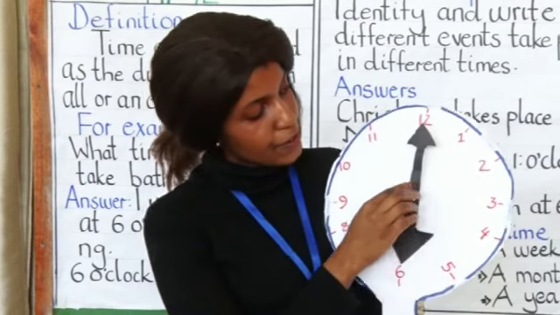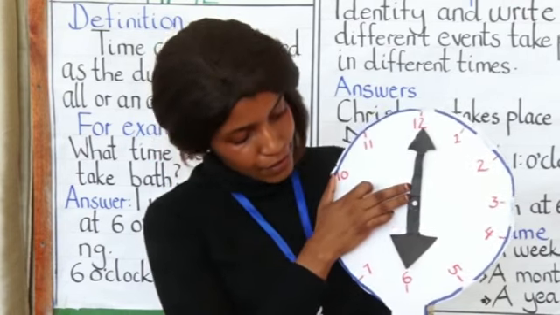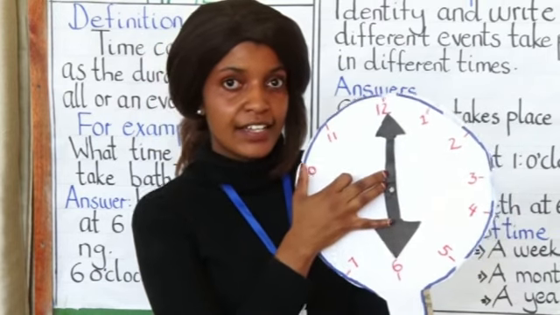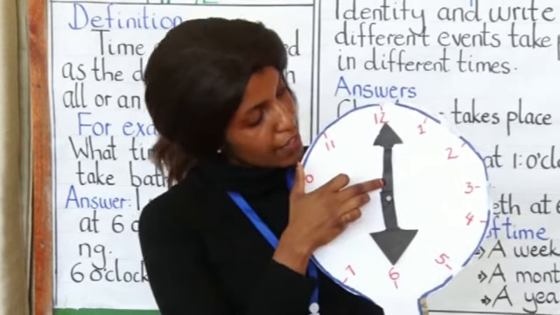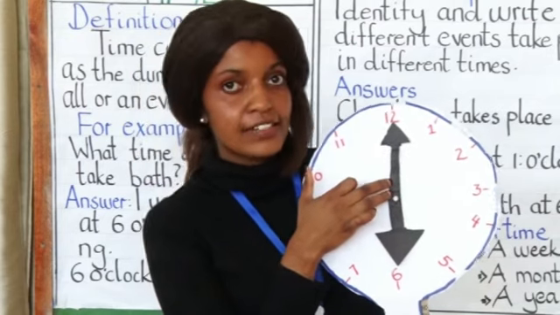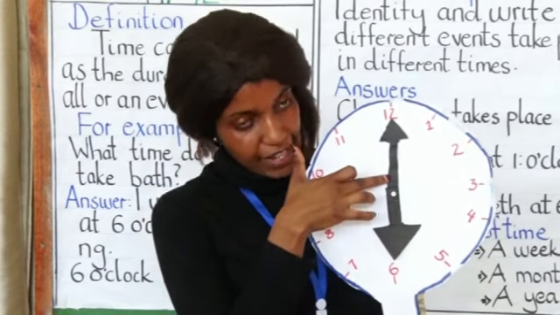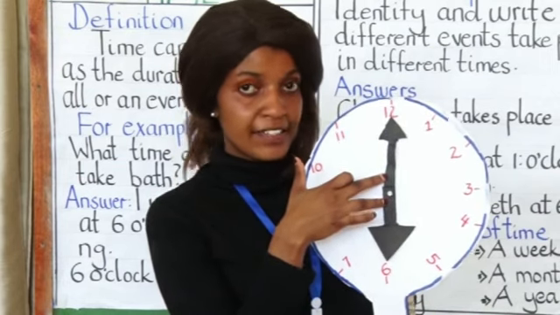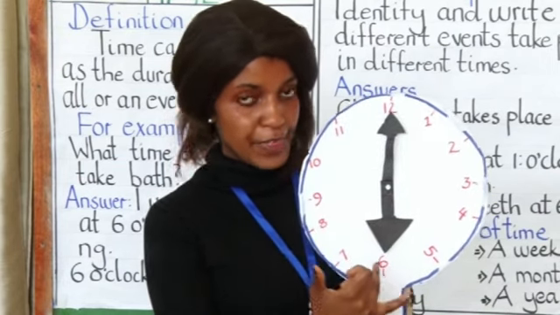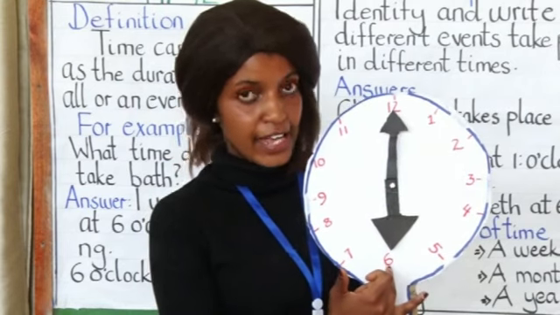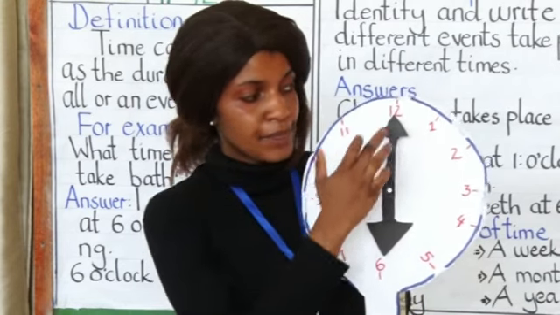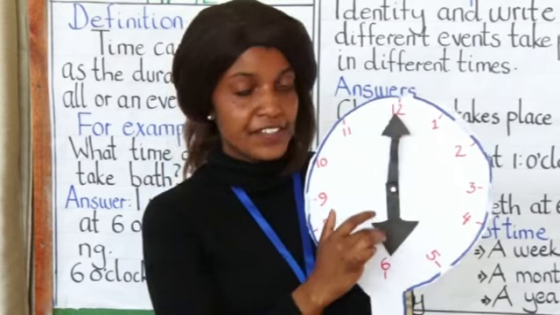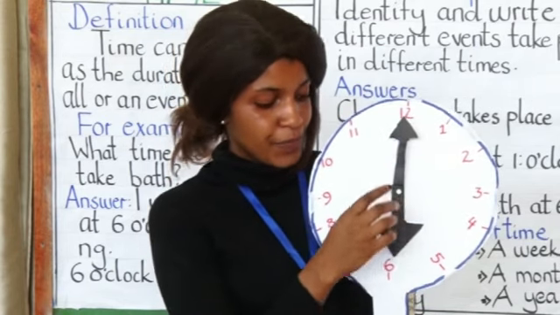And the long arrow is at 12. The short arrow here, as you can see, is at 6, while the long arrow is at 12. We are going to read it as 6 o'clock. We are starting with number 6. This is the hour. This is the minutes. So, it is 6 o'clock.